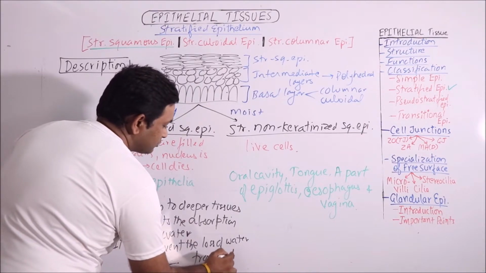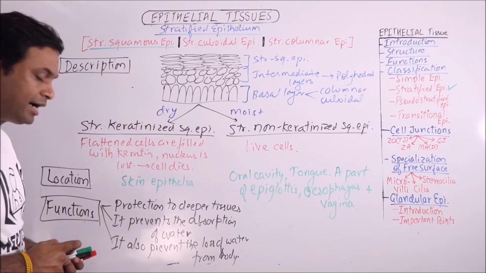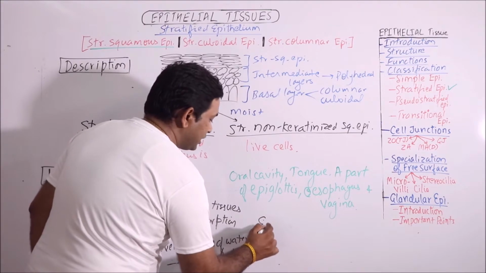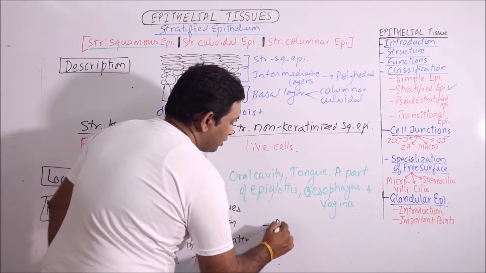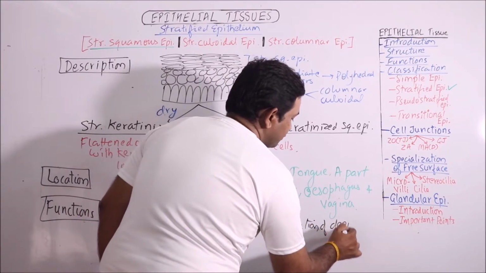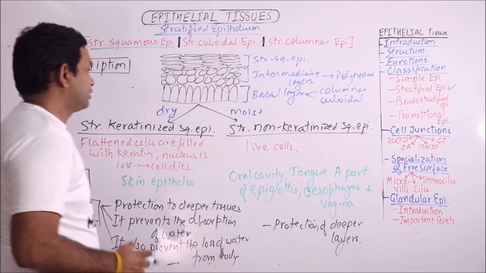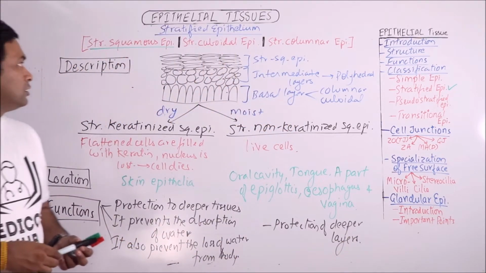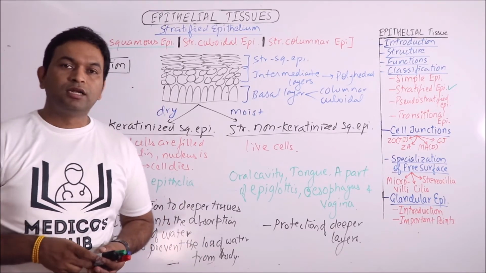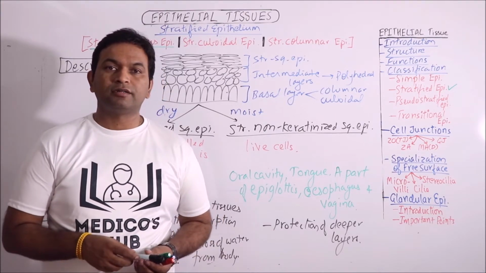from body tissues. That's why it also prevents the condition of dehydration, while the stratified non-keratinized squamous epithelia performs the function of protection of deeper layers. So this is about the stratified squamous epithelia, its types, its locations and the functions. Now we'll view some images and the diagrams related to the stratified squamous epithelia.